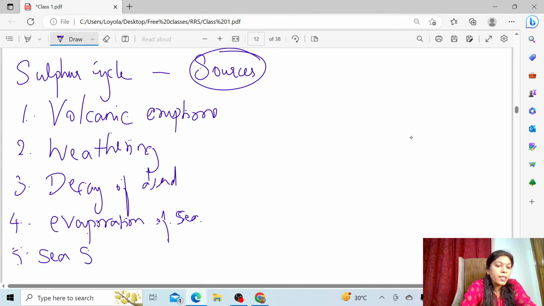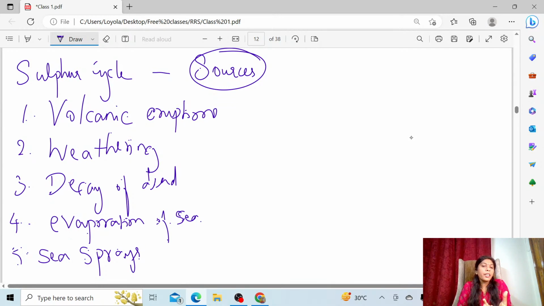What is sea spray? When you go near the sea, some aerosols will get ejected from the sea. Along with the aerosols, you will also get mineral salts like sulfur outside. So through this also you will get sulfur.